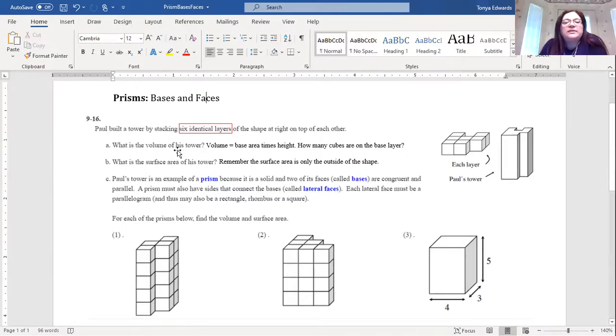So if we talk about the volume of Paul's tower, he built a tower by stacking 6 layers, and I highlighted that because over here, it doesn't tell us how tall this is. There are no markings here. So I want to make sure you know it's 6 layers of this shape. So if we want to know the volume, we just have to know the area of the base, multiply it by the height. We know the height's 6. But how do we know the area of this base? It's some wonky shape here.